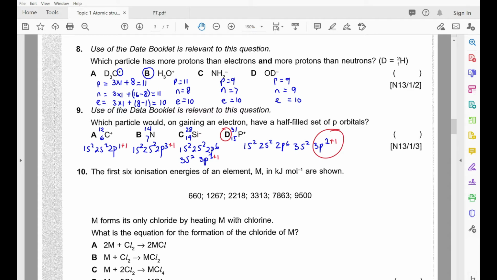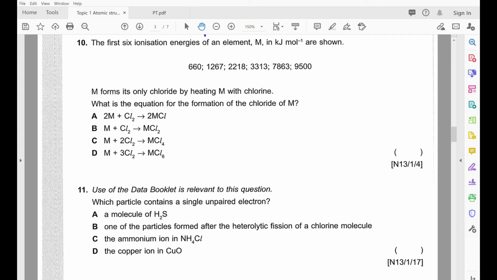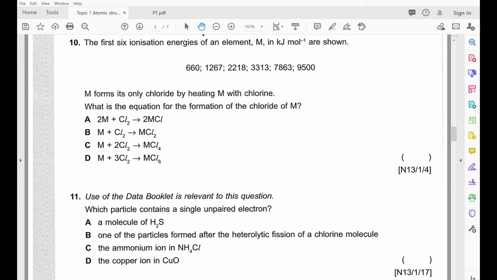Question 10. The first ionization energies are given here. M forms its only chloride by heating M with chlorine. What is the formula of the chloride of M? So first, we have to know which group M belongs to. So find the most significant jump here.